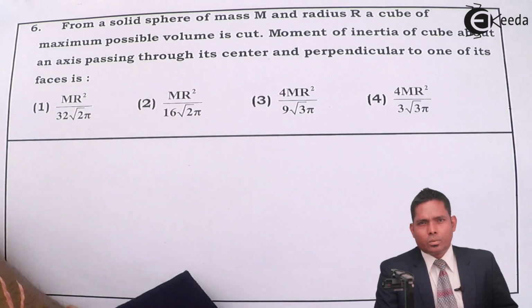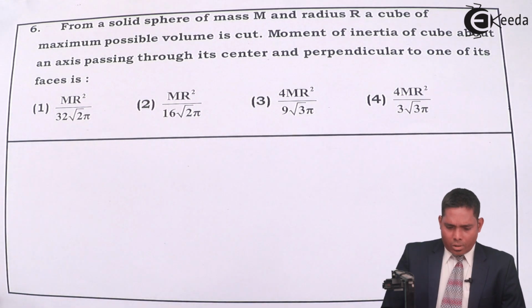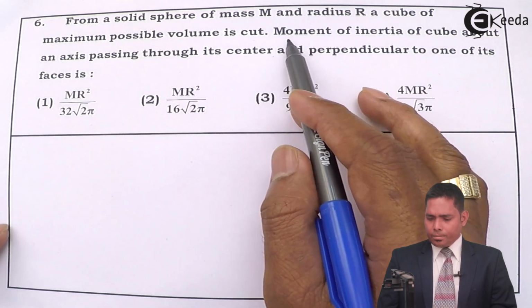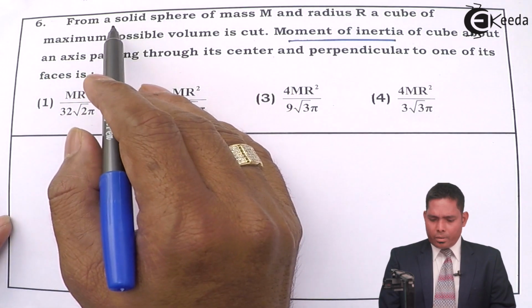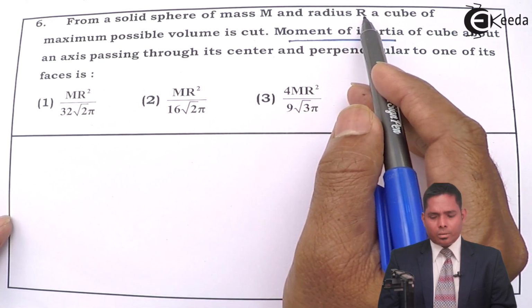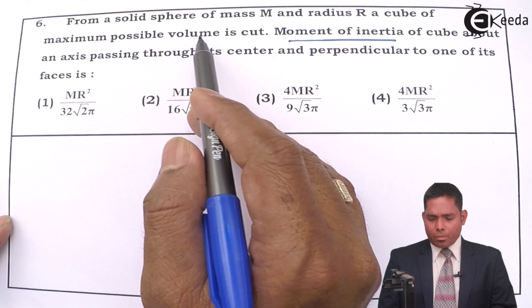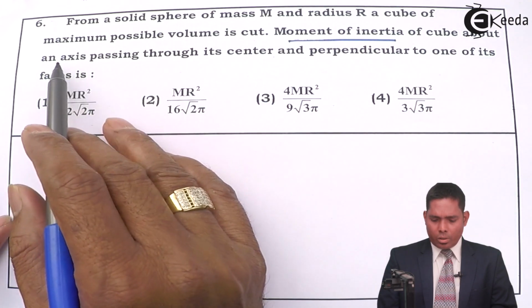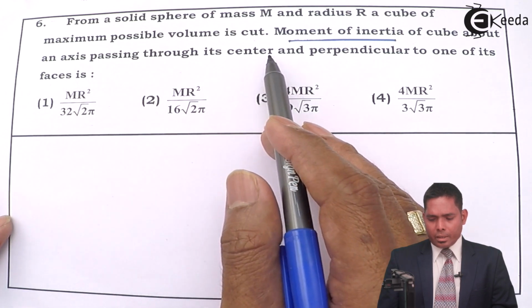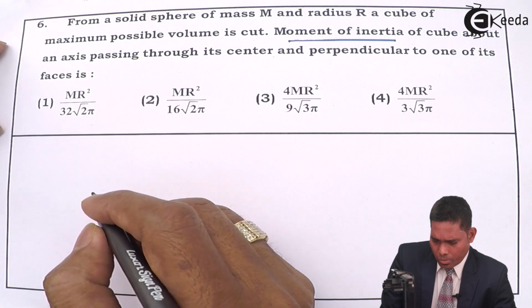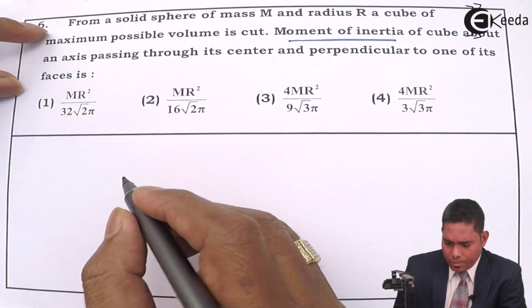Hello students, let us move to the next question. The question is about the moment of inertia of a solid sphere of mass m and radius r. A cube of maximum possible volume is cut from it. The moment of inertia of the cube about an axis passing through its center and perpendicular to one of its faces is... So let me explain this first.